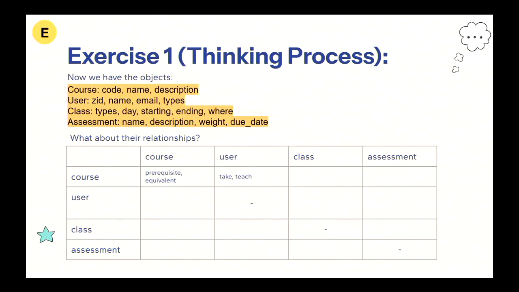So what about courses and classes? Do they have relations? Yes, of course they have. A course could have different classes, because if we put all the students in one class, it's too big. So a course is separated into different classes. So a class could be belonging to a course. So this is the relation here.